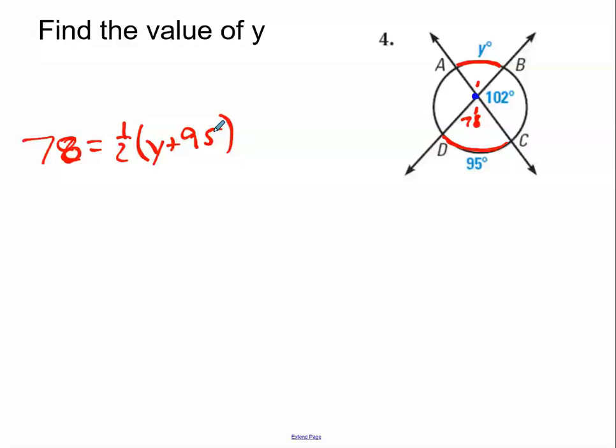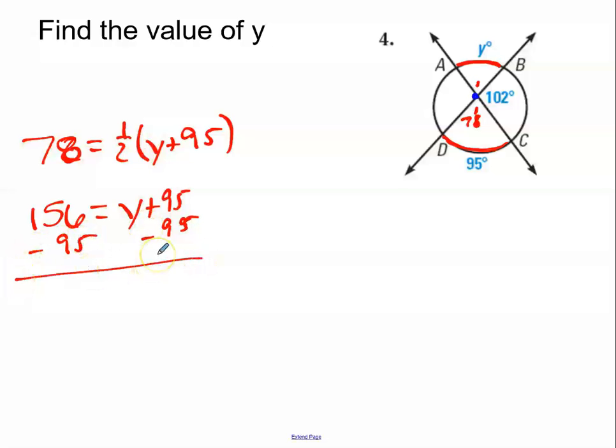So if you take 78 times 2, you get 156. And then you no longer have the half because you doubled the other side. That's y plus 95. And then subtract 95 minus 95, and you get y equals 61.